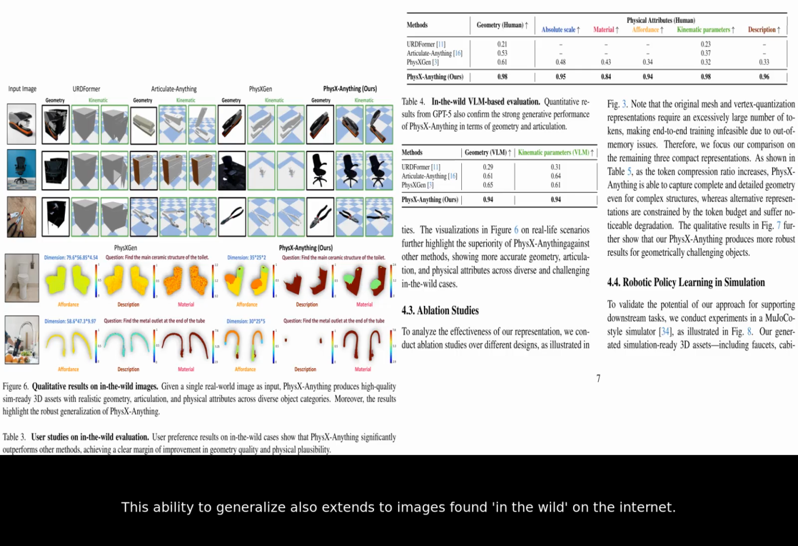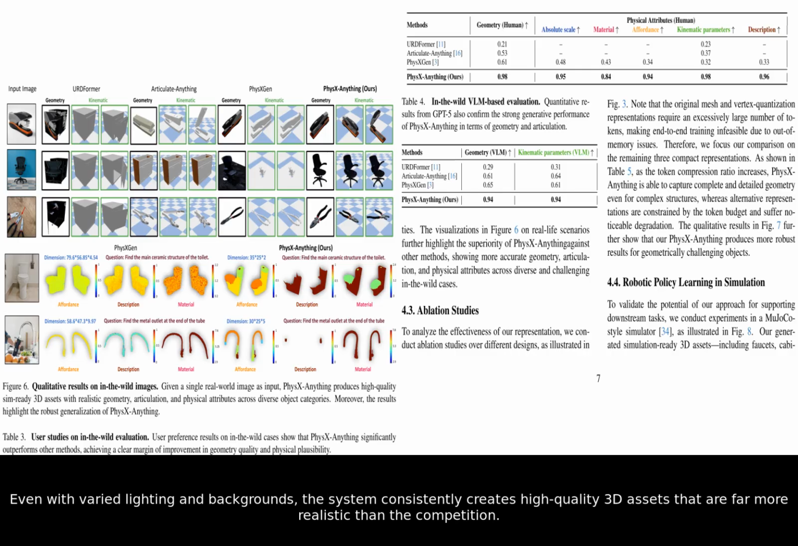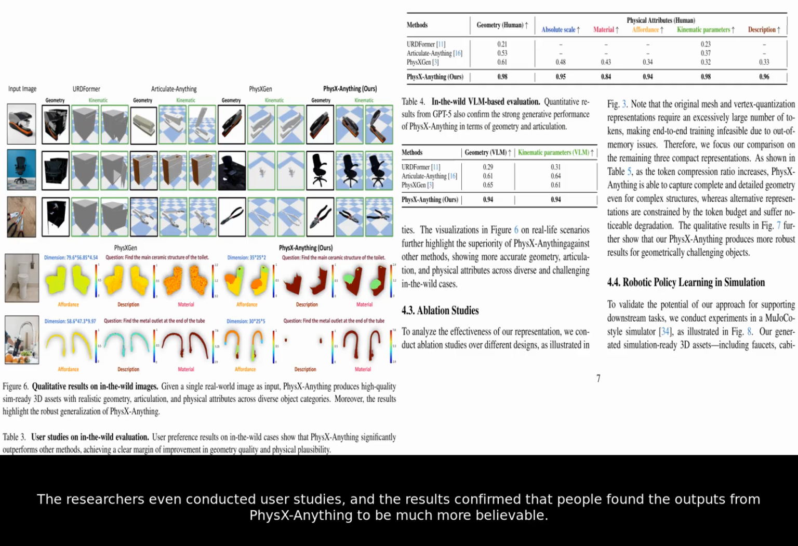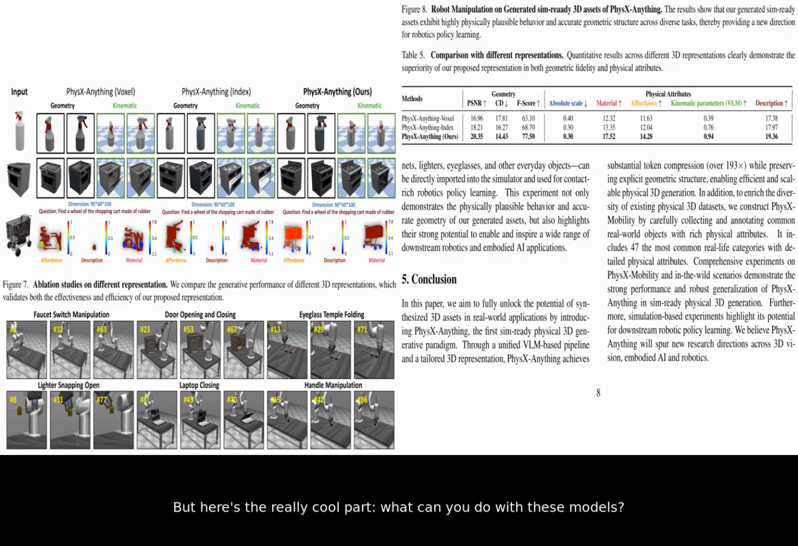This ability to generalize also extends to images found in the wild on the internet. Even with varied lighting and backgrounds, the system consistently creates high-quality 3D assets that are far more realistic than the competition. The researchers even conducted user studies, and the results confirmed that people found the outputs from PhysX-Anything to be much more believable. But here's the really cool part.